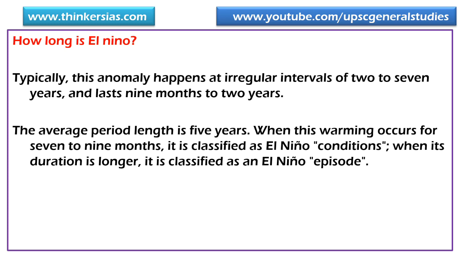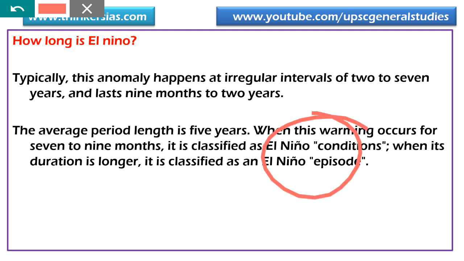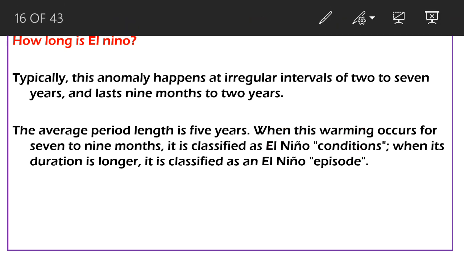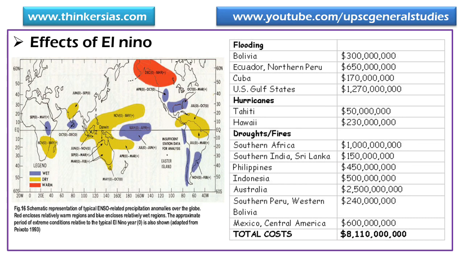When this warming occurs for 7 to 9 months, it is classified as El Nino conditions. When the duration is longer than 9 months, it is called an El Nino episode. That is not desirable for India, at least because of the drought situations faced in India. Effects of El Nino are felt in all parts of the world.